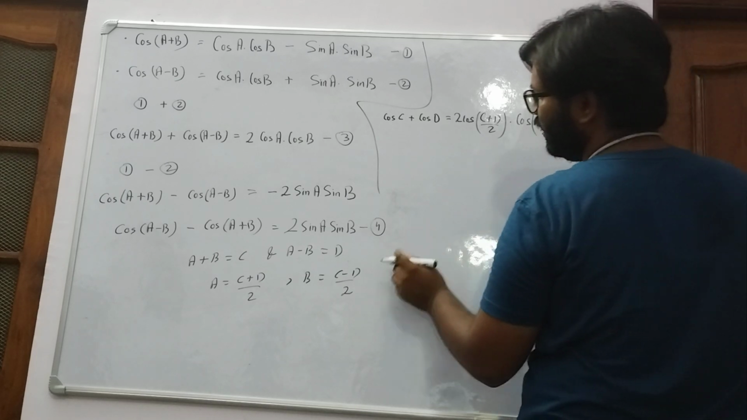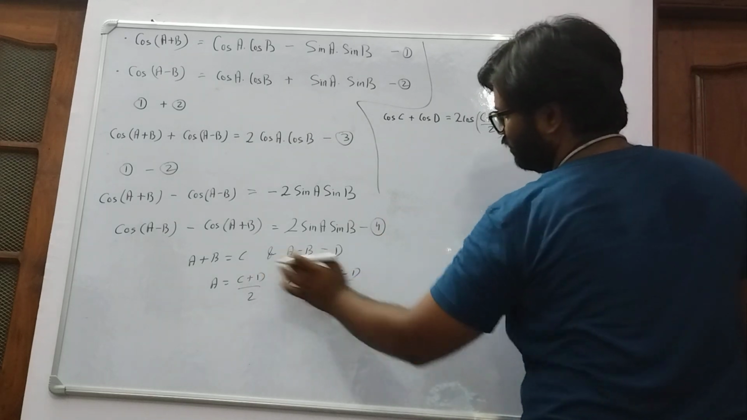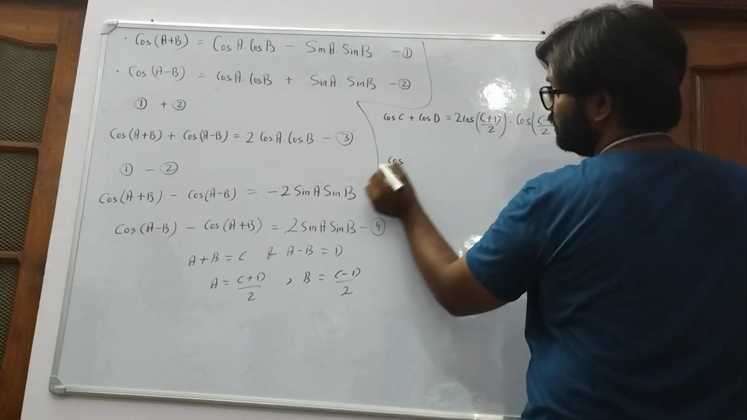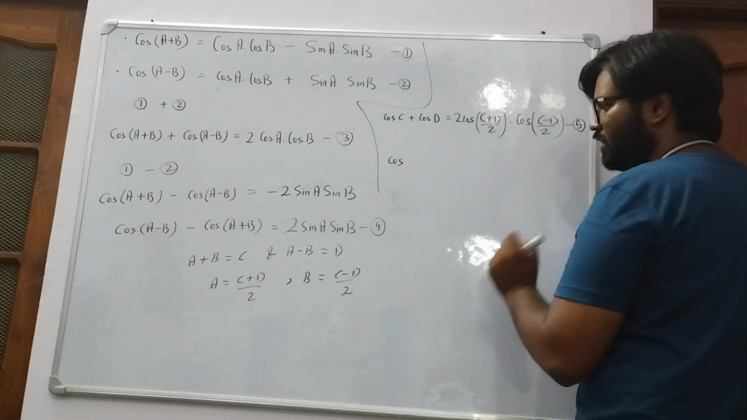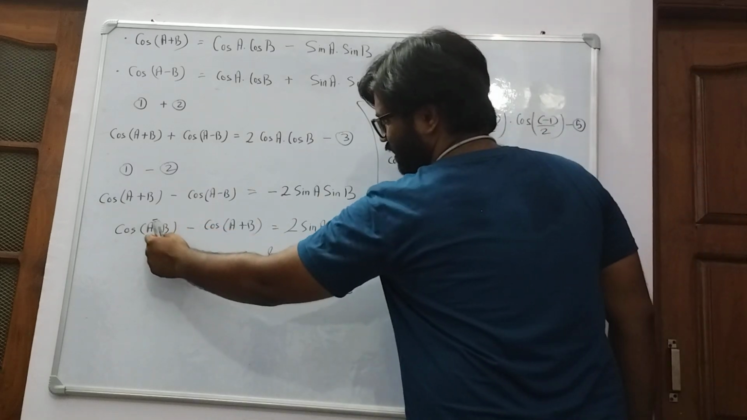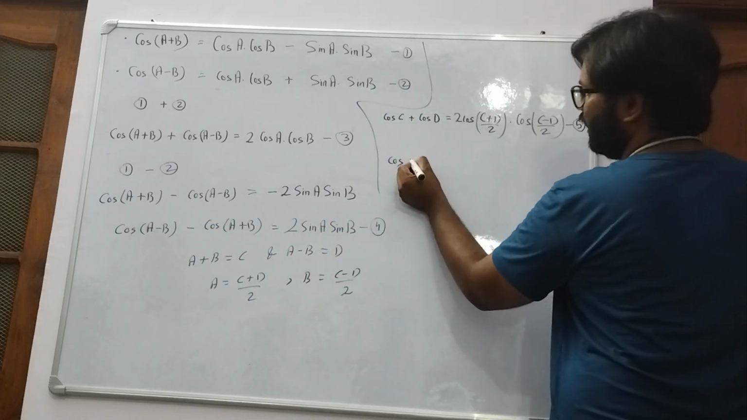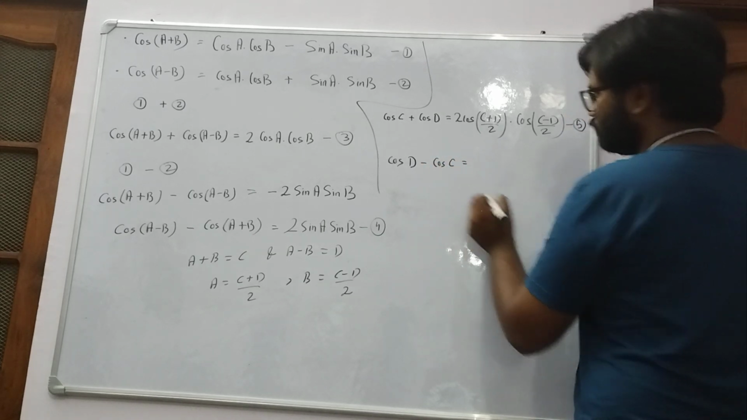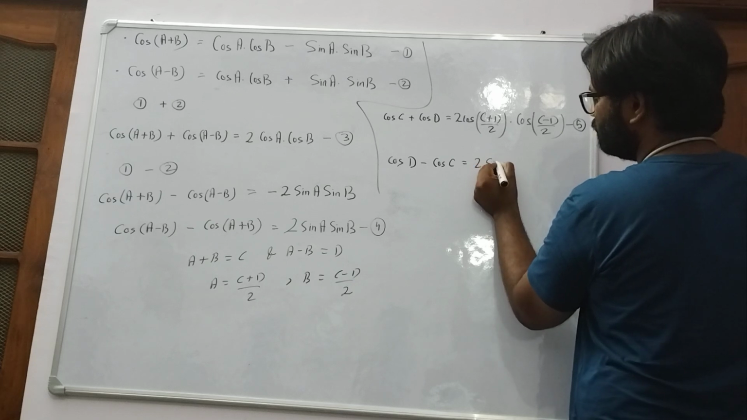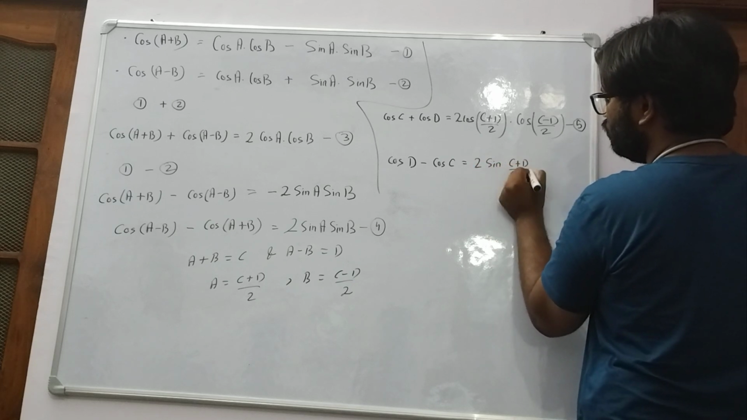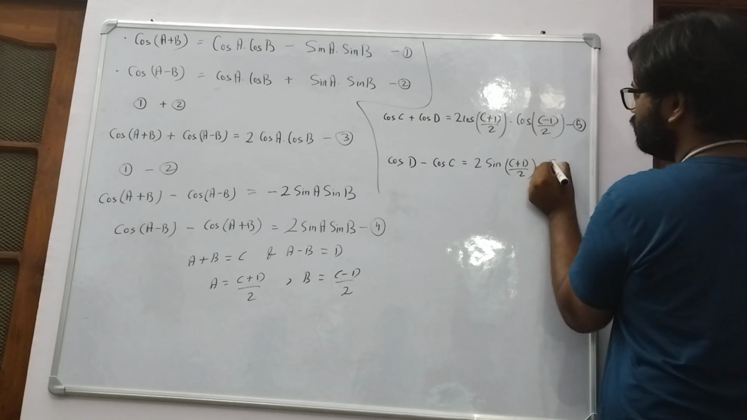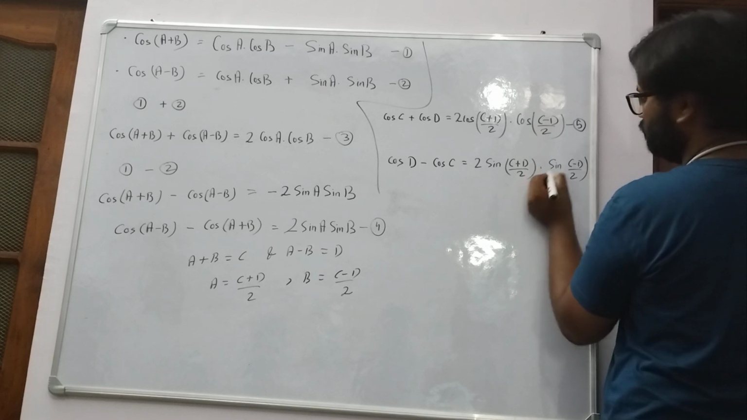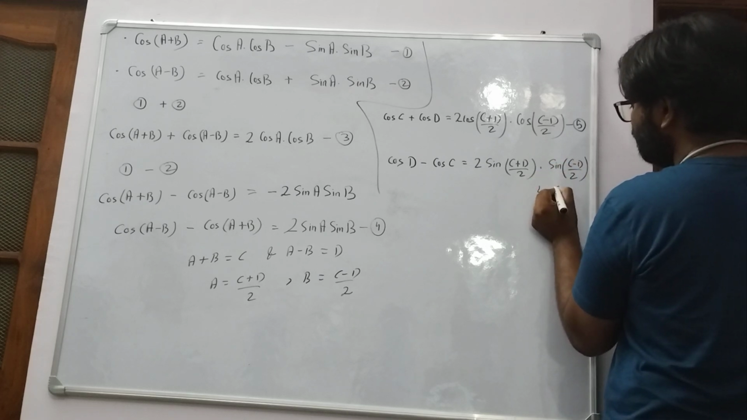Okay. Now, what we are going to do again is put the values of these terms in equation number 4, so it will become cos. See, now this is the catch. You have to understand this carefully: it is cos A minus B, that is D. So we will write cos D minus cos C is equal to 2 sin (C plus D) by 2 into sin (C minus D) by 2. This is your equation number 6.